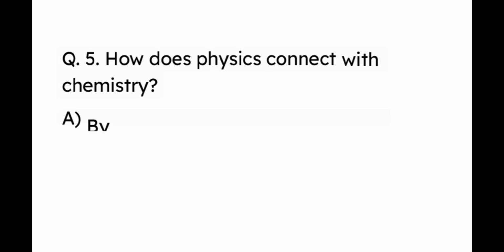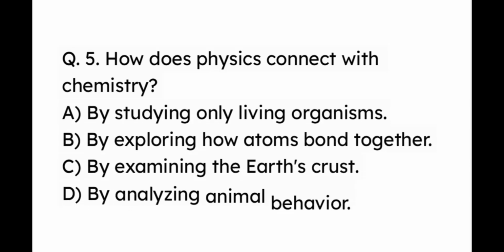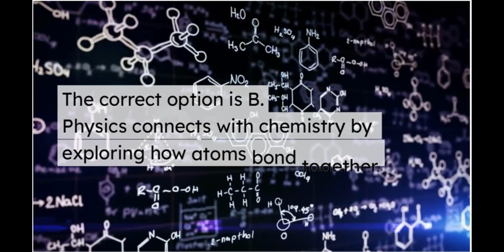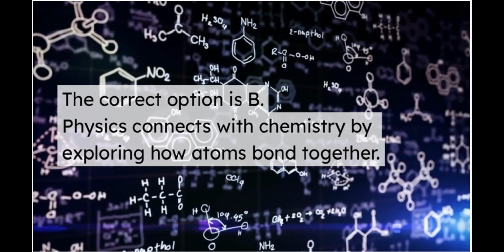Q5. How does physics connect with chemistry? A. By studying only living organisms. B. By exploring how atoms bond together. C. By examining the Earth's crust. D. By analyzing animal behavior. The correct option is B. Physics connects with chemistry by exploring how atoms bond together.